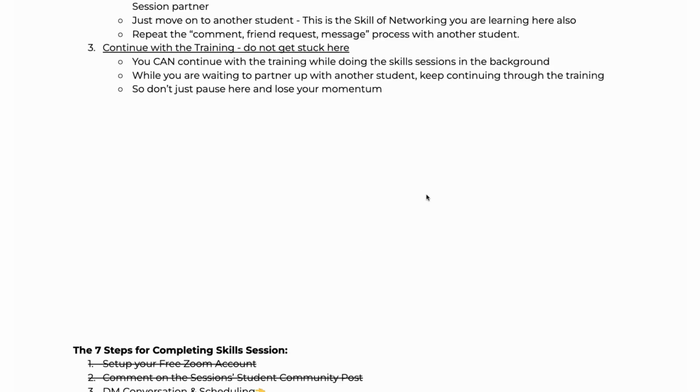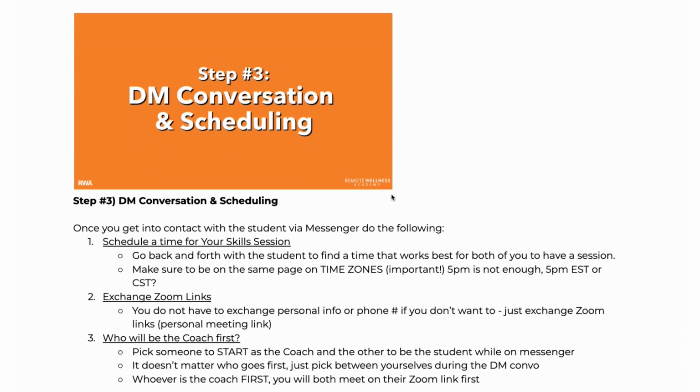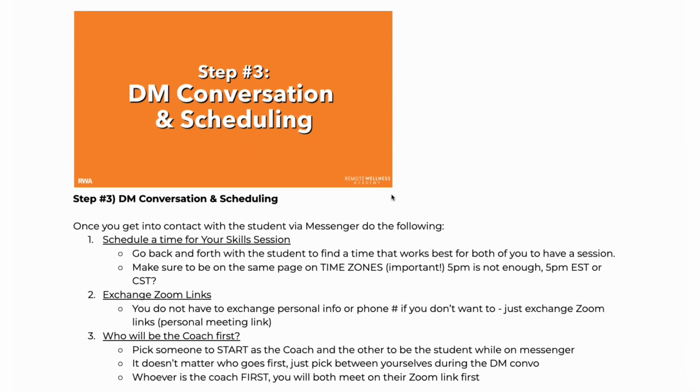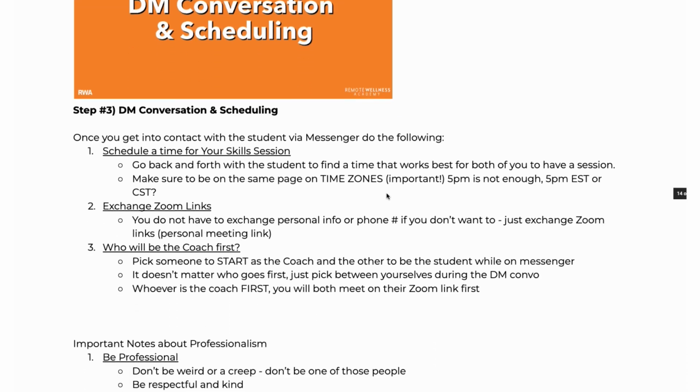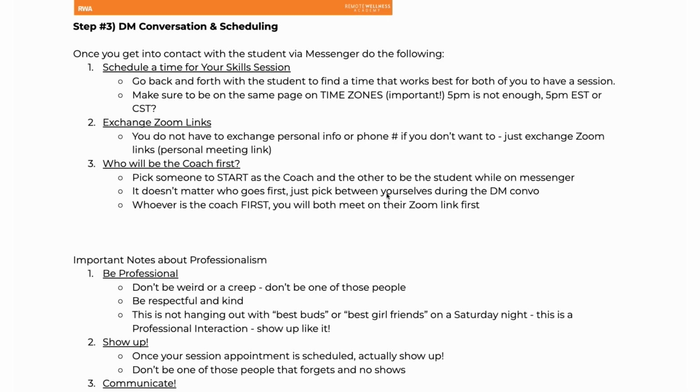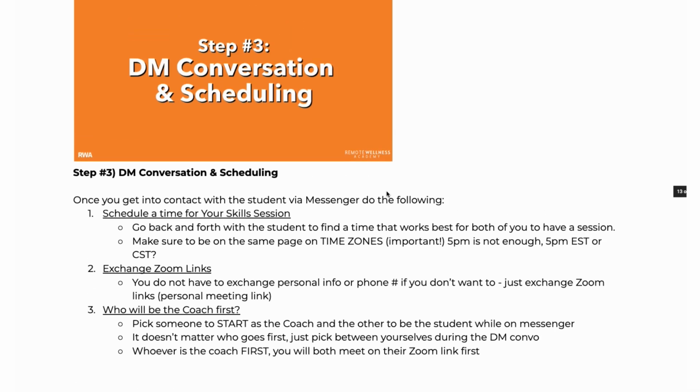Okay, so that is going to be step number 2 that we just talked about. So 7 steps altogether. Step number 1 we said is setting up your free Zoom account. We've now talked about commenting on the sessions student community post, and now step number 3 we're going to talk about is the DM conversation and scheduling. At this point you should have commented your availability, replied to another student's comment, sent them a friend request, messaged them, and now you are having a direct message conversation with them. Okay, so once you get into contact with the student via Messenger, you are going to do the following.